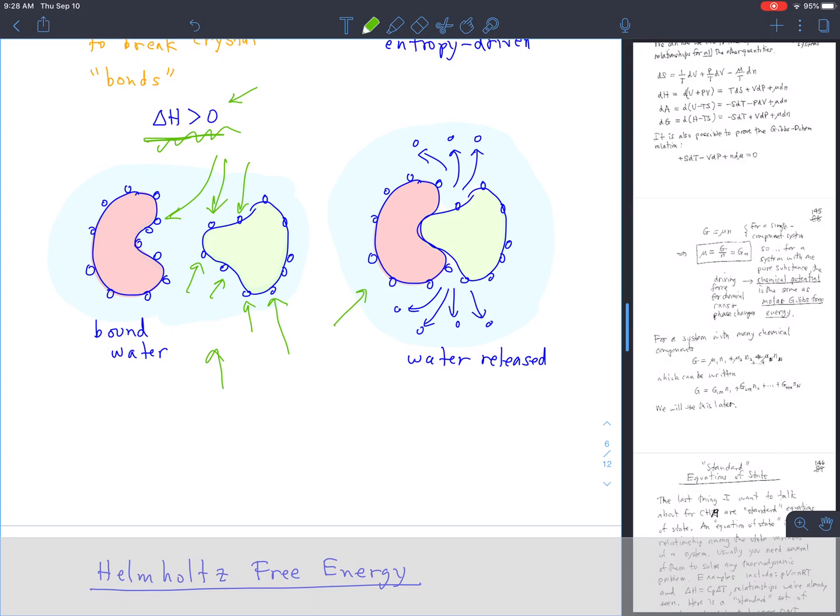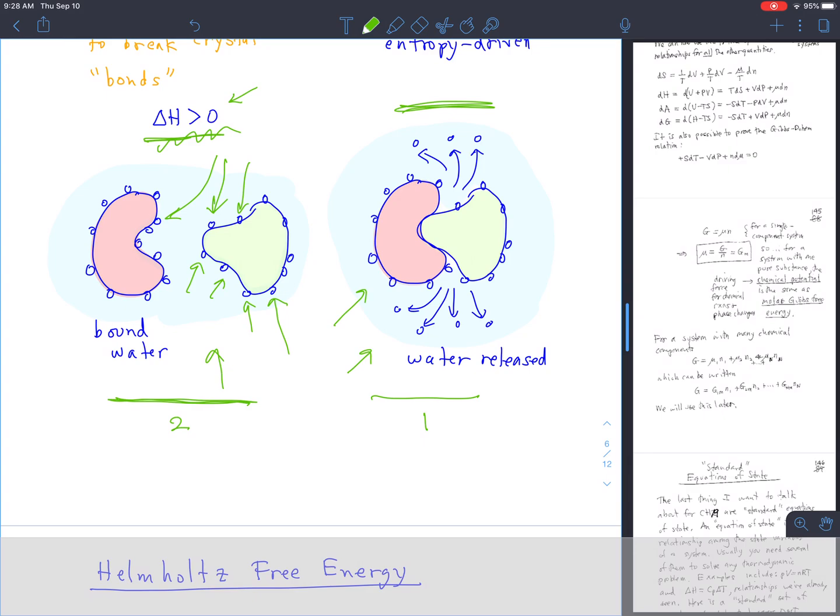And that means that even though the entropy change for the two protein molecules, considered by themselves, is unfavorable, right? We go from two molecules to one. Well, we're releasing a whole bunch of bound water at the same time, and so we're releasing, in this case, 7 water molecules that were pretty tightly bound before. Now they're free to run around.